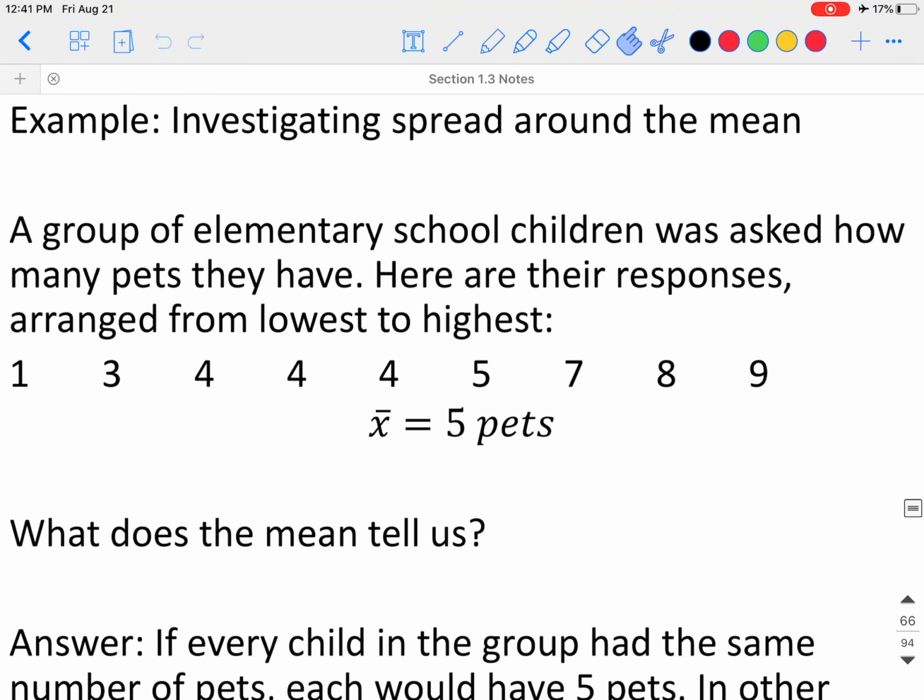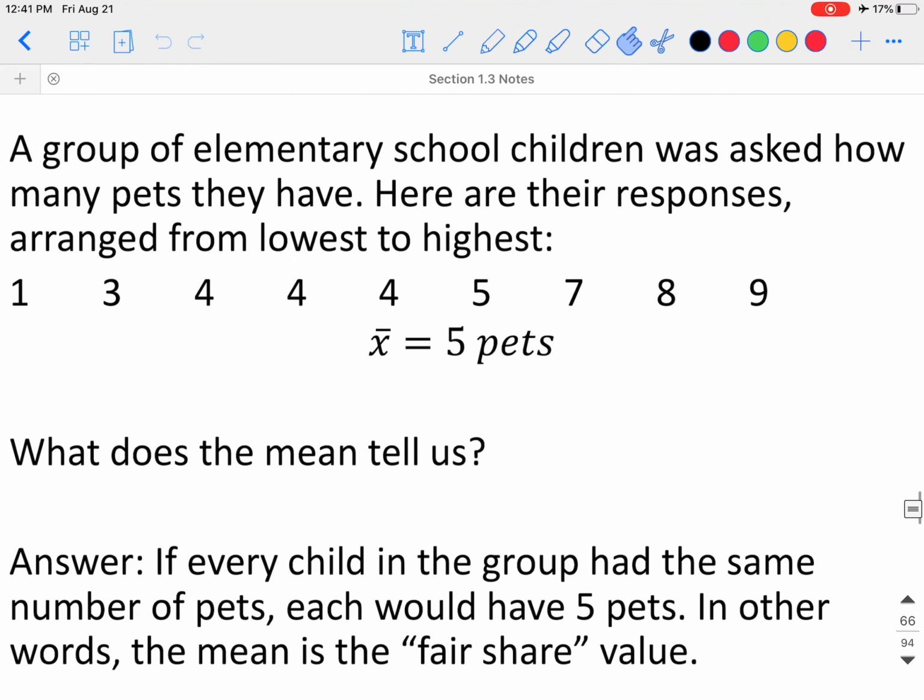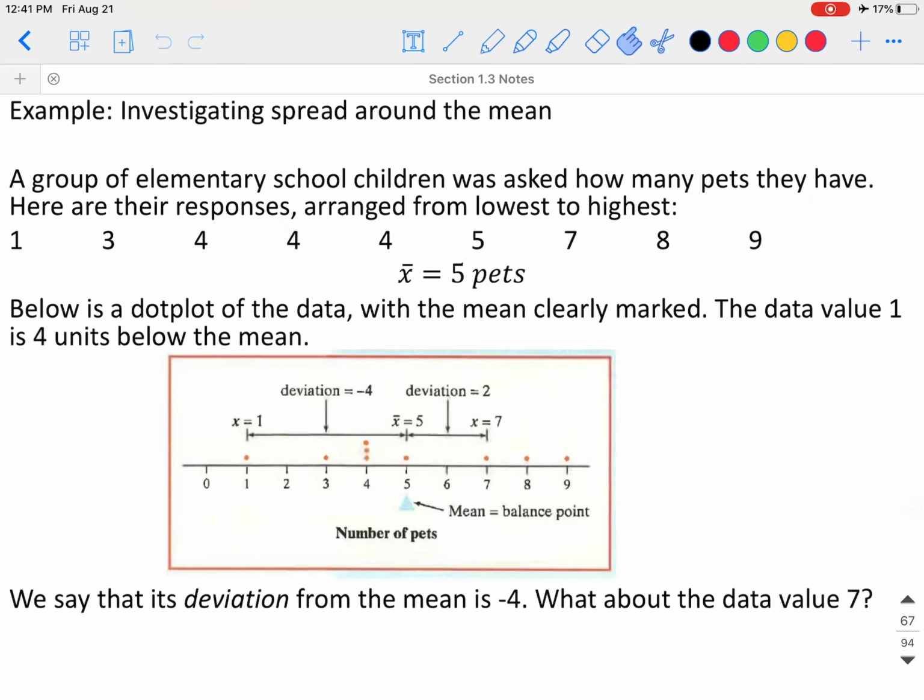What does this tell us? If the children in the group all had the exact same number of pets, each one of those children would have 5 pets. In other words, this is the fair share value. If all of the pets were fairly distributed amongst the children, each child would get 5.